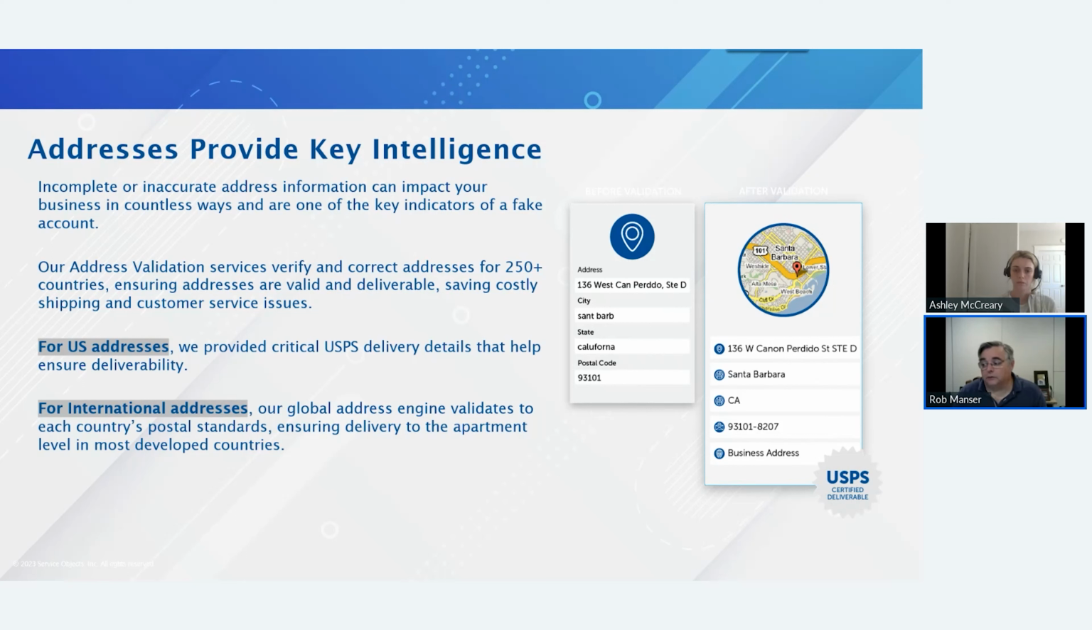Internationally, we also validate addresses, and we do those to each country's postal standards. So depending on the sophistication of the postal service of that country, we're able to provide a validation on the address, and then even down to the apartment level. In most developed countries that works well; in third world countries, it's a little harder for us to do. But if we get back a good address, it tells us that this is probably a genuine address and hopefully a genuine customer. And secondarily, if we get a flag that maybe there's a problem with the address, it's one of the key points that we will look at in assessing the legitimacy of the overall account.